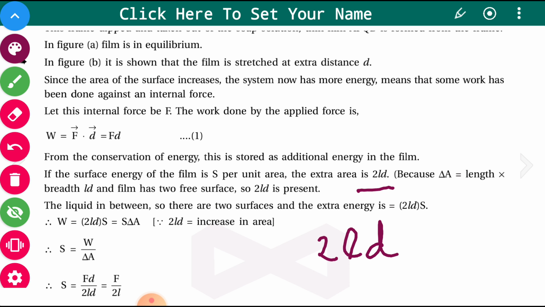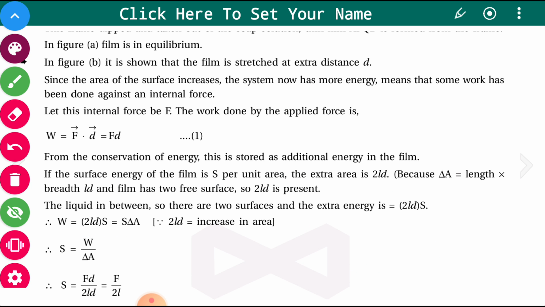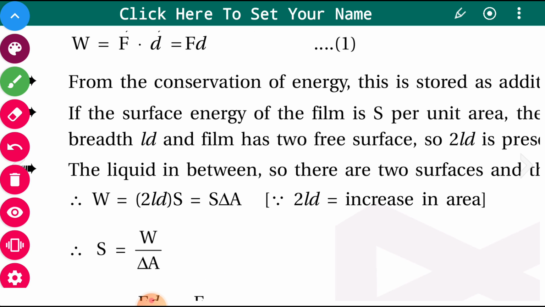Surface energy per unit area is S. So the total extra energy which is stored is the increase in area, that is 2Ld, multiplied by surface energy per unit area, that is S. So work done is nothing but 2Ld into S. Now see, 2L into d is nothing but the change in area, so we show it by delta A. So it becomes S into delta A. So surface energy per unit area is work done upon change in area, that is delta A.